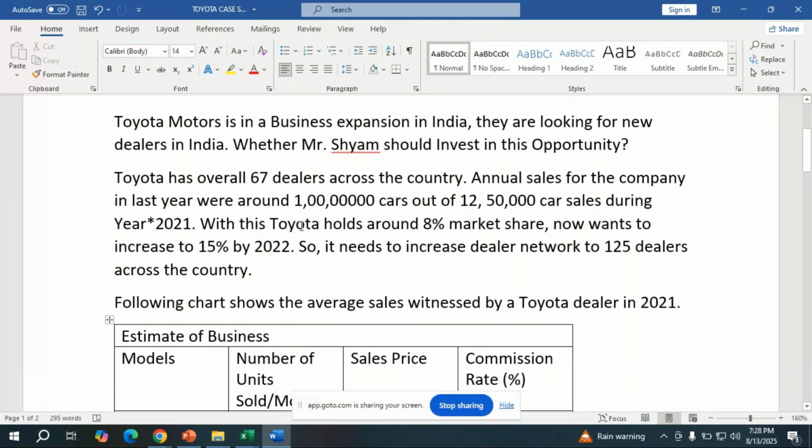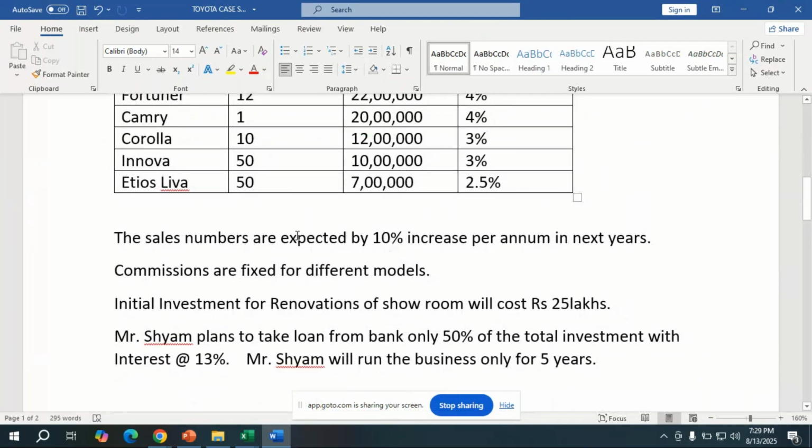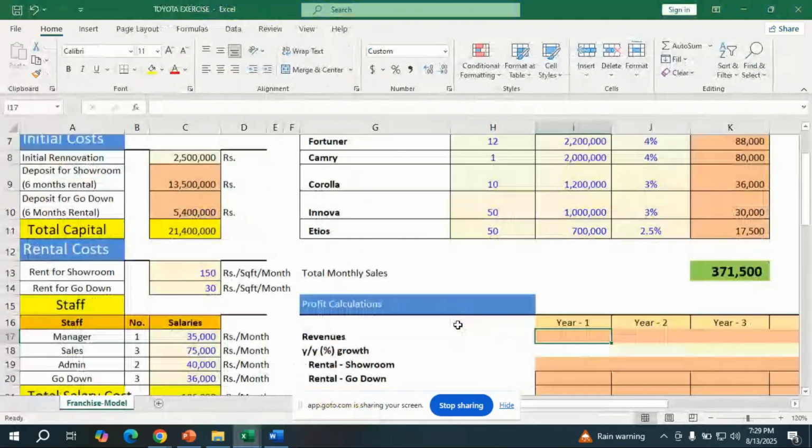See, with this, Toyota holds around 8% market share and now wants to increase it by 15% by 2022. It needs to increase the dealer network to 125 dealers across the country. So the sales numbers are expected to increase by 10% per annum in the next years. So every year there is an increase of 10% here.